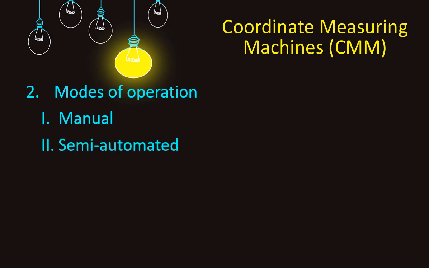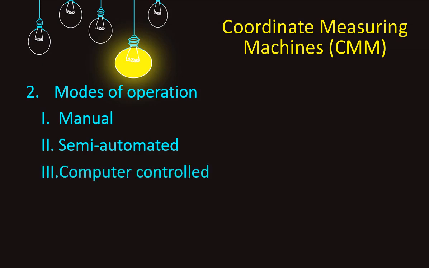The second one is semi-automated. It provides an electronic digital display for the measurement. Many functions such as setting the datum, change of sign, and the conversion of dimensions from one unit to another are done here electronically. So it is called semi-automated.